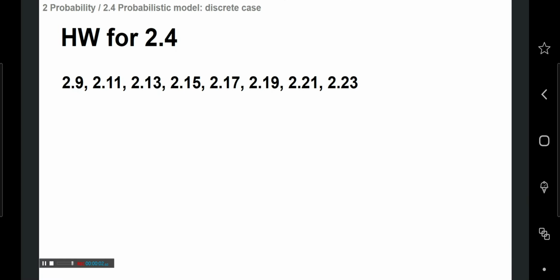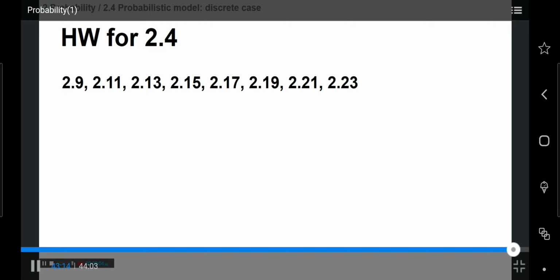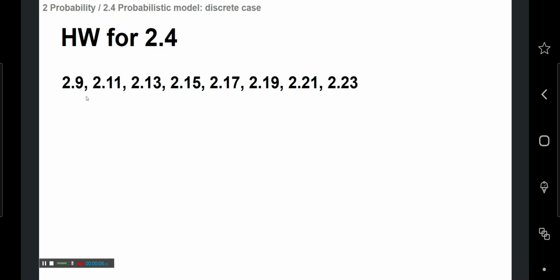Actually, there's one more thing. As you may have noticed, the homework problems are every odd number for now. I'm planning to make every odd number a homework problem, and in the future, if it is too many, I will probably reduce some. But for now, you can think that every odd number is a homework problem.